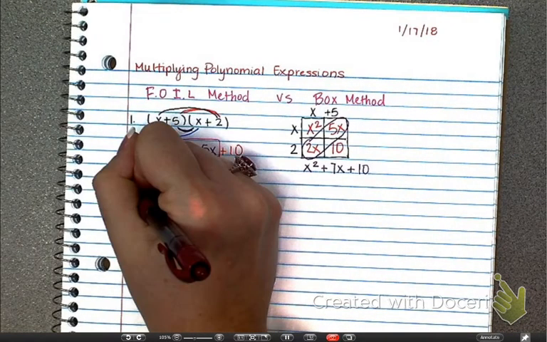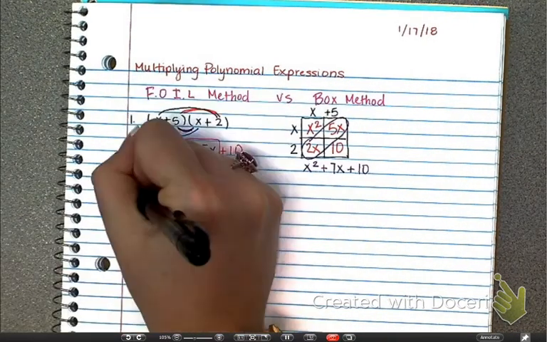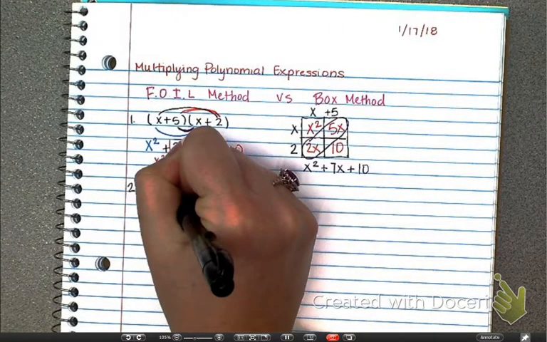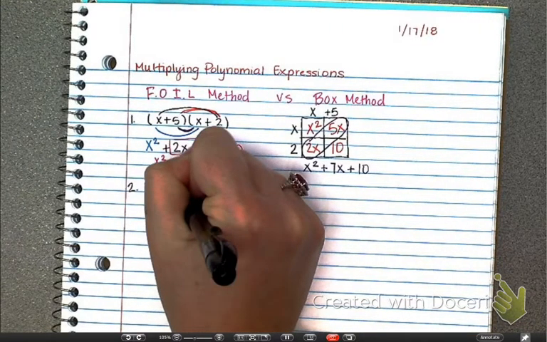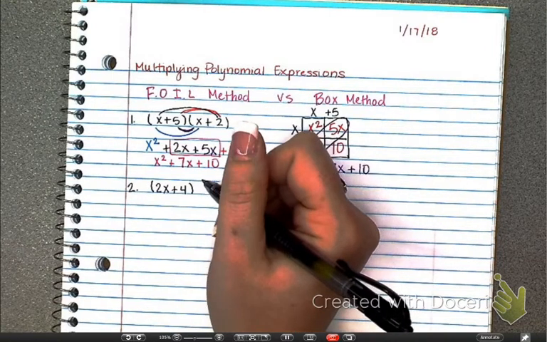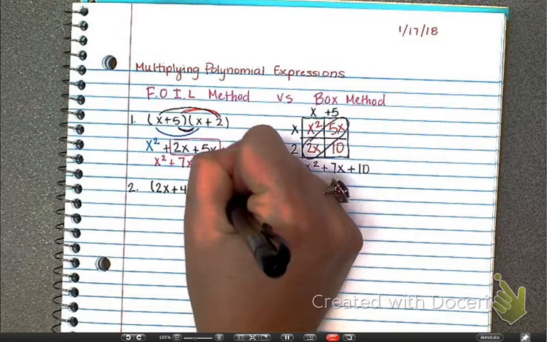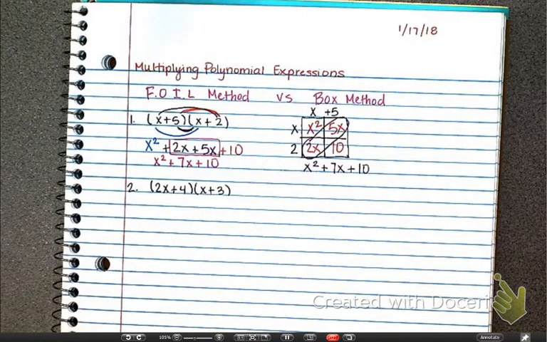So let's look at question 2, and we won't do both methods every time. We'll pick which one we like the best. And if you don't like the one the class chooses, then you use the other one, and as long as your answer matches ours, then you're good, right? So 2x plus 4 times x plus 3. Would you like to do this one together, or do you want to try it? Try it? Okay, so choose either the box or the FOIL method and try it, and then once you have an answer, check with your group and see if they have the same answer you do.